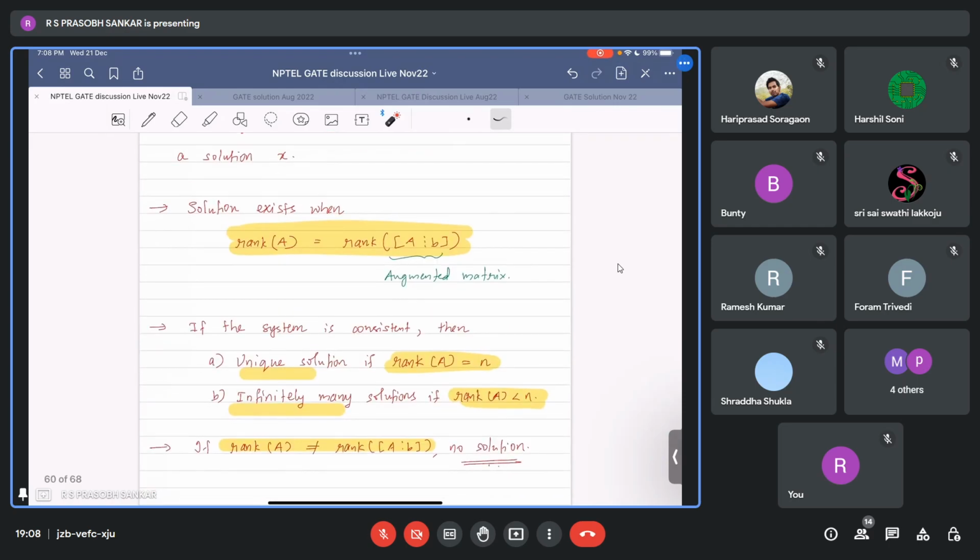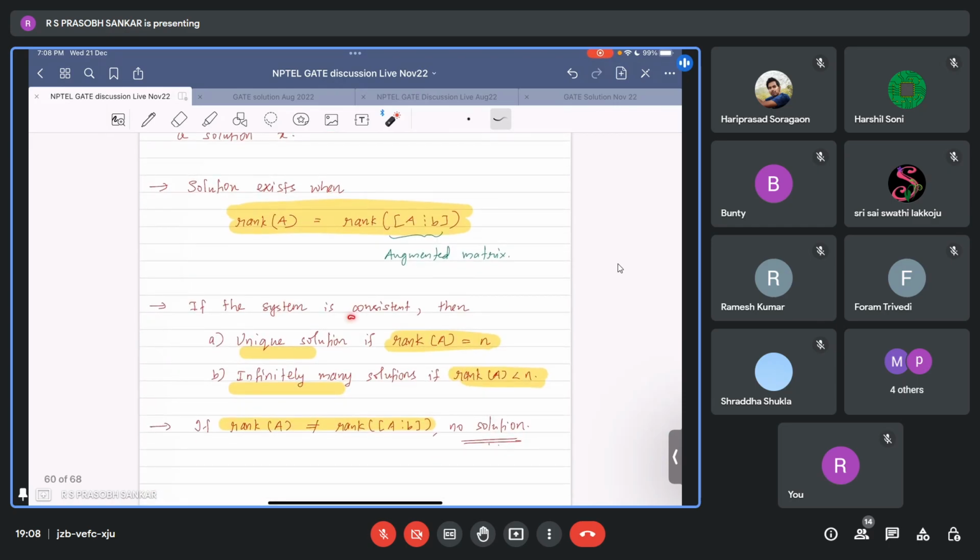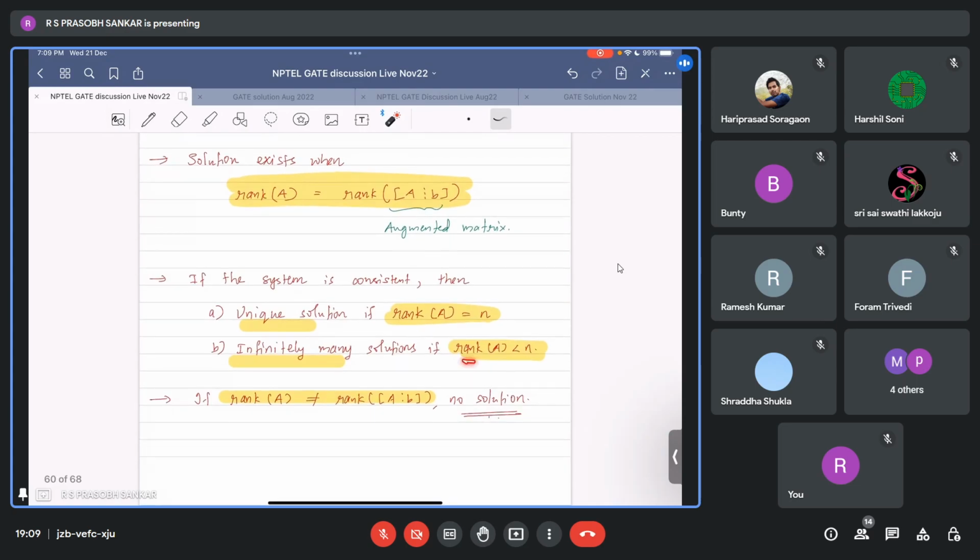Now, how many solutions do we have? That depends on these things. If the system is consistent and the rank of A is the same as the number of columns of A, then we have a unique solution. If the system is consistent, but the rank of A is less than the number of columns of A, then we have infinitely many solutions. Finally, if the rank of A is not the same as the rank of the augmented matrix, then there is no solution.